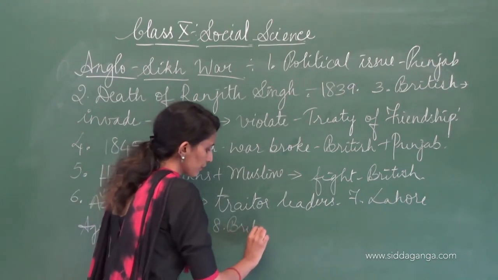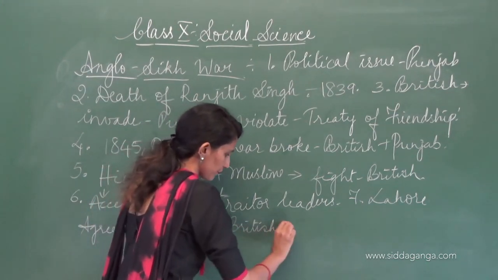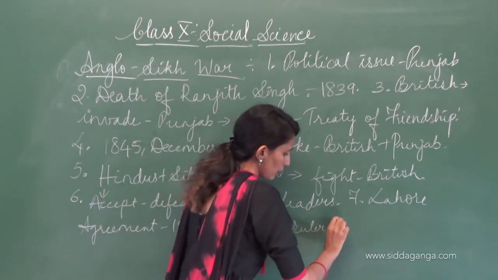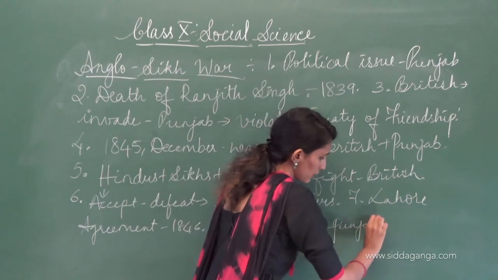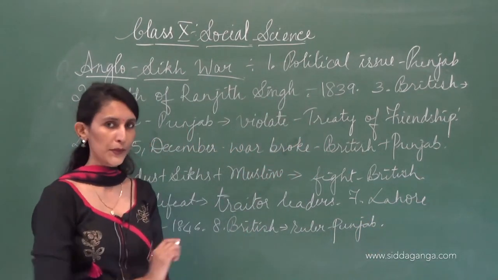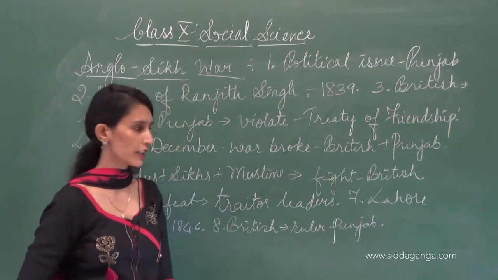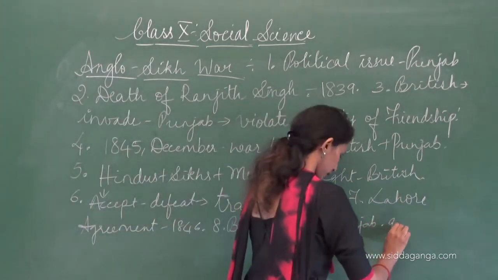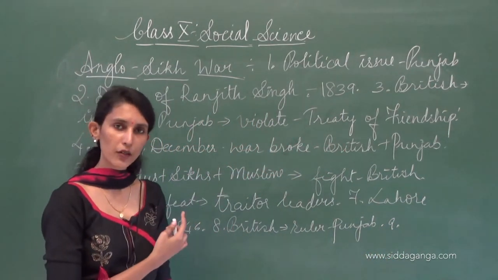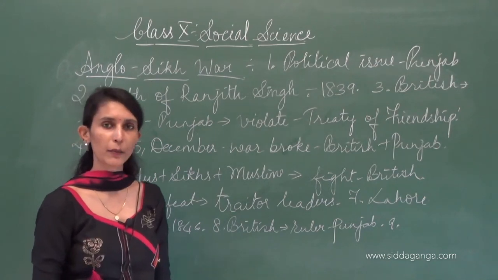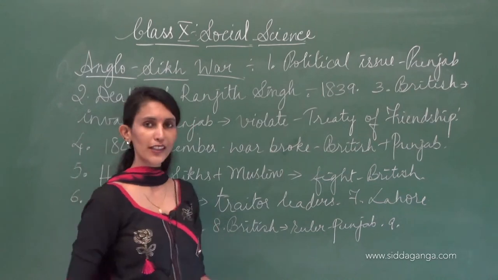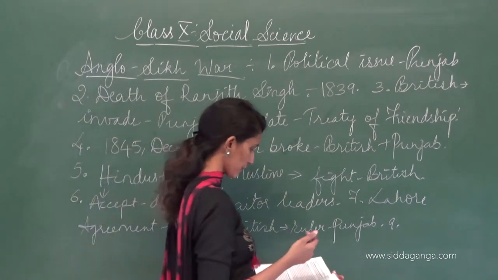The British became the ruler of Punjab. I put it very simple for you so that it will be easy for you to understand. Now, as the British started ruling, Punjab became a dependent state of the Britishers. Okay, that's understood in this point. I'll not write it again for you. It's there in your text, you could read.